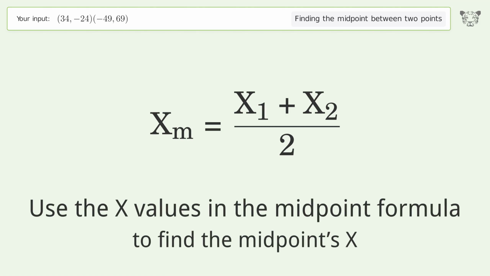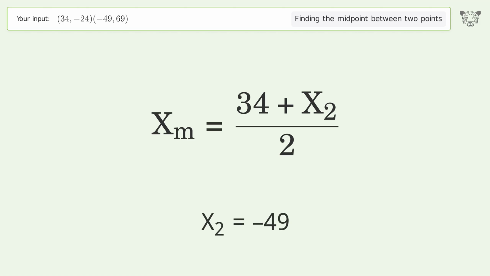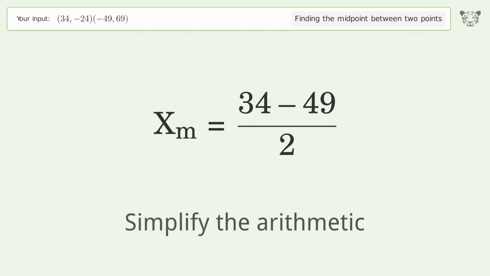Use the x values in the midpoint formula to find the midpoint's x. x1 equals 34. x2 equals negative 49. Simplify the arithmetic.